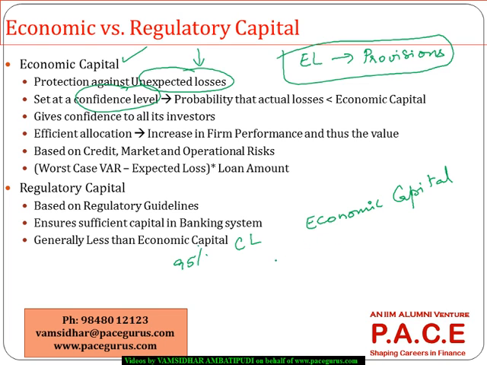What does that mean? There is a 95% chance, or I am 95% confident, that the actual losses occurring in a specific period will be less than the economic capital. I am setting the economic capital at that particular level where it tells that there is a 95% chance that whatever the real losses that occur, they will be less than the economic capital itself. So more or less this sounds like the definition of value at risk.